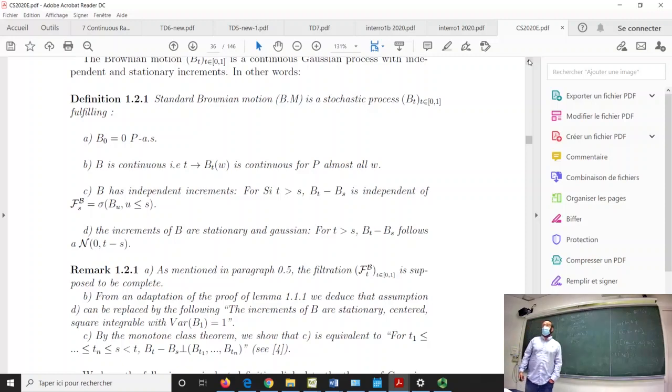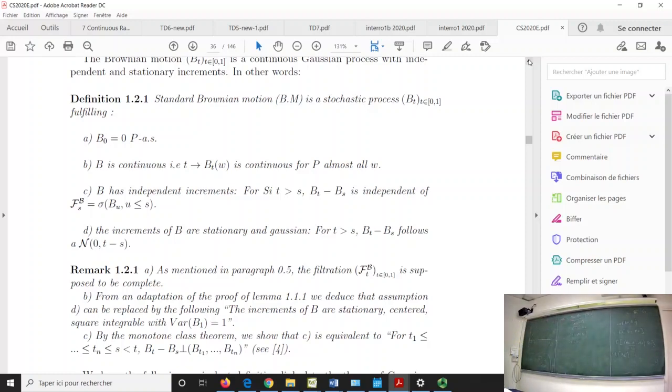Okay, so if you have understood, to generate the trajectories of Brownian motion as an approximation, it's not more complicated than to generate independent N(0,1). It's not more complicated from a numerical point of view. Okay.